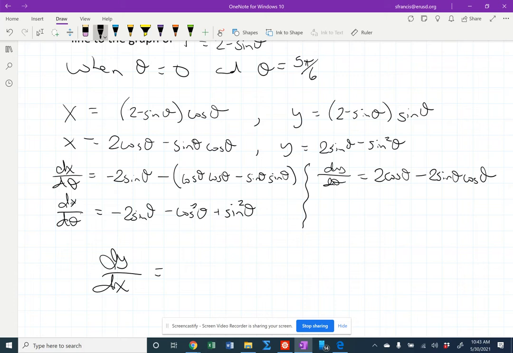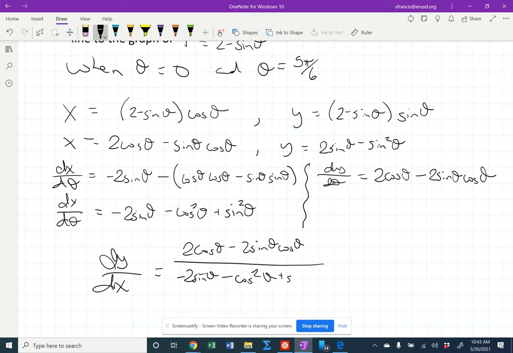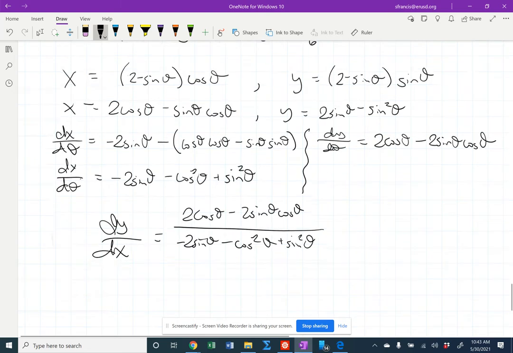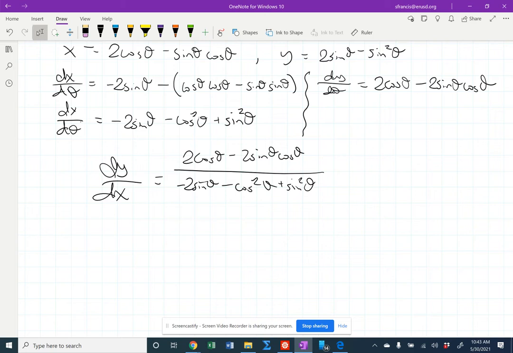And so that's going to be 2 cosine theta minus 2 sine theta cosine theta, divided by negative 2 sine theta minus cosine squared theta plus sine squared theta. Now, resist any temptation to start canceling things out. If something's really, really obvious and it cancels, then do so. There's nothing that cancels nicely here, so I wouldn't bother. Now, that's not actually the slope of the tangent line.